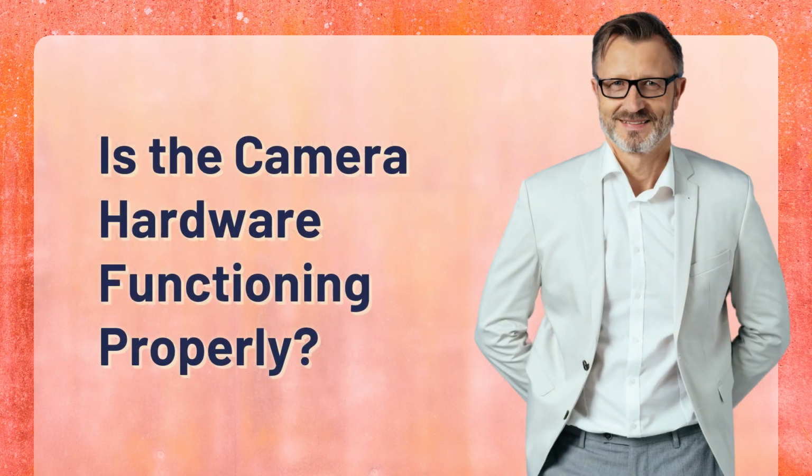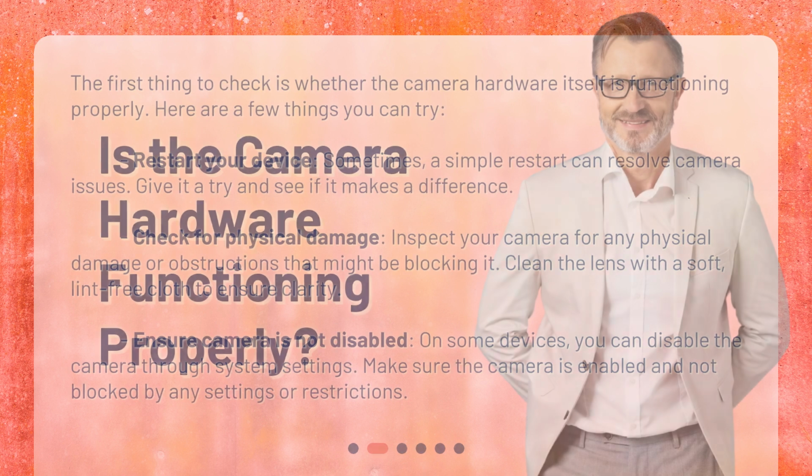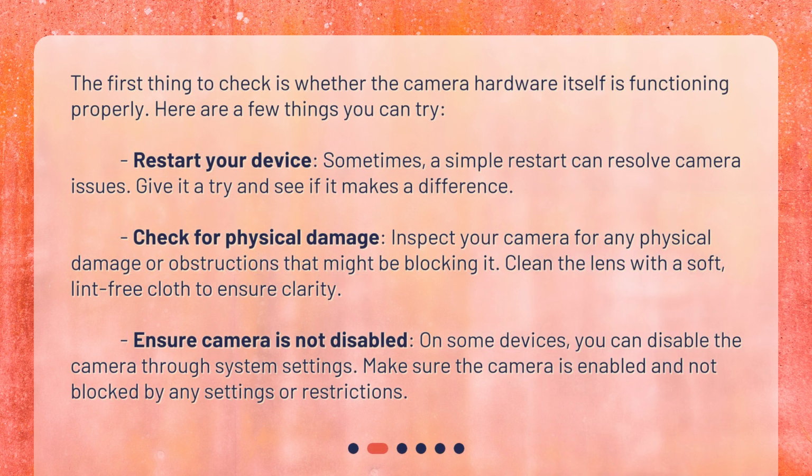Is the camera hardware functioning properly? The first thing to check is whether the camera hardware itself is functioning properly. Here are a few things you can try. Restart your device. Sometimes, a simple restart can resolve camera issues. Give it a try and see if it makes a difference.